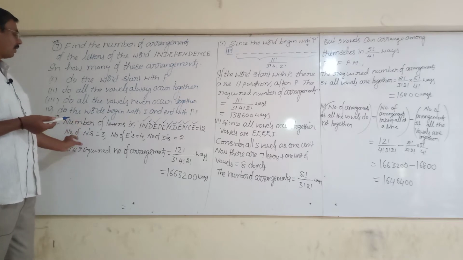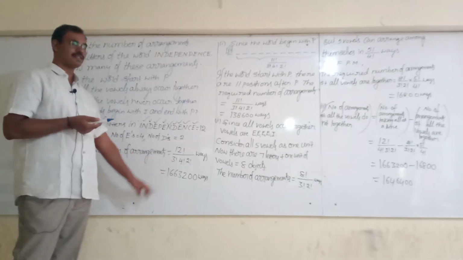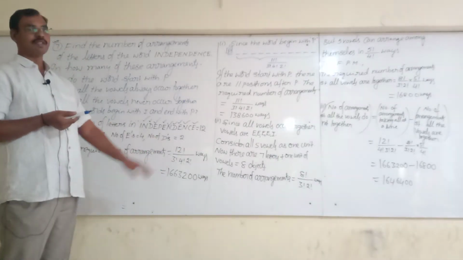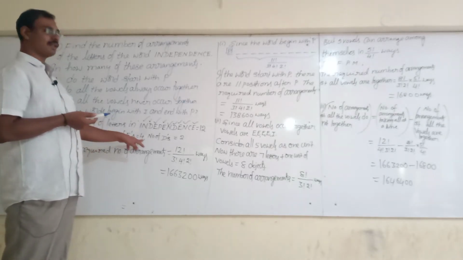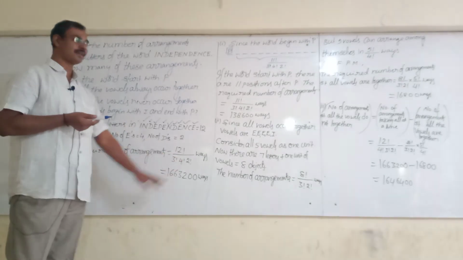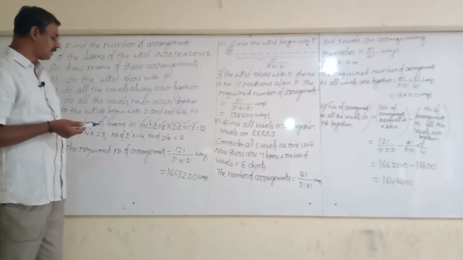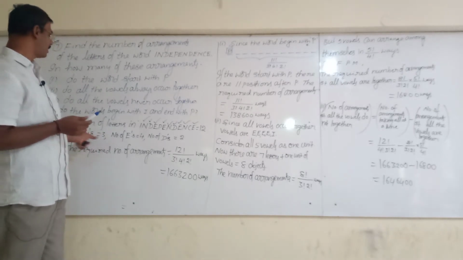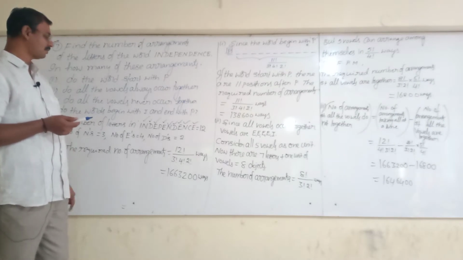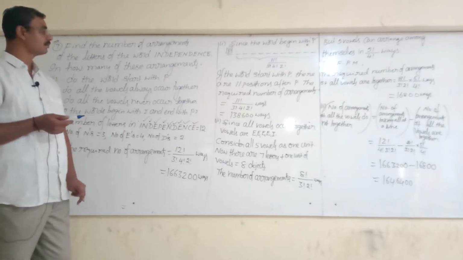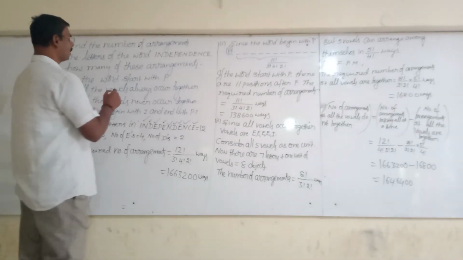So the required number of arrangements equals the total number of arrangements, and we need some adjustment. Why do we do the division process? Last class I explained. That is 3 factorial, further 4 factorial, further 2 factorial. Calculate this value, we get 1,663,200. This is the number of arrangements of the word independence. Last class I have given this question also. Now continue the problem.